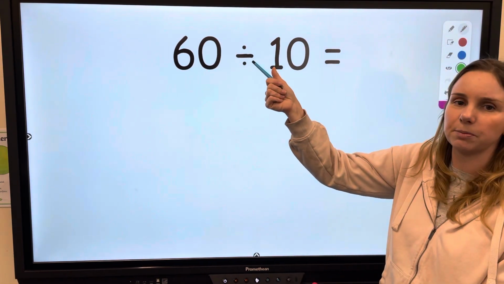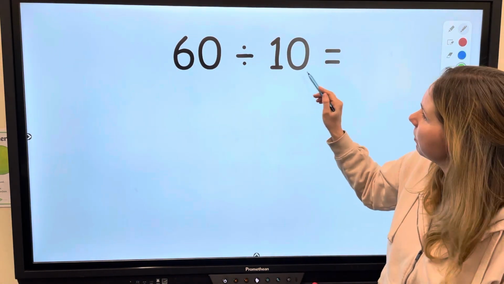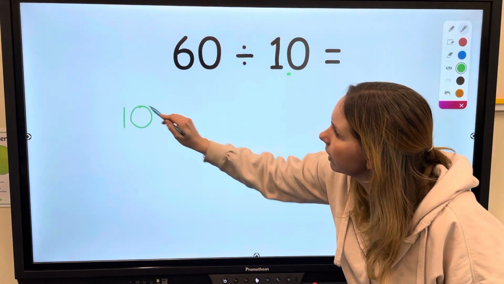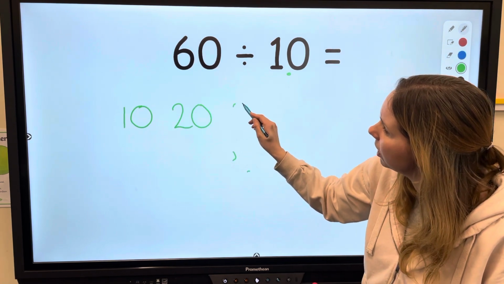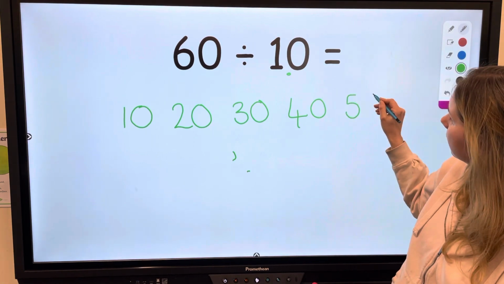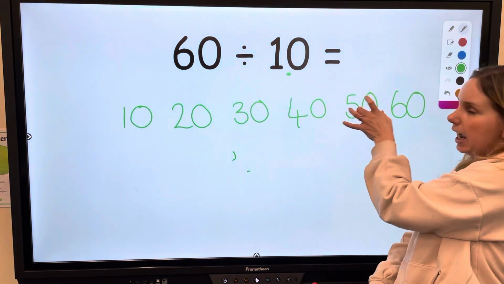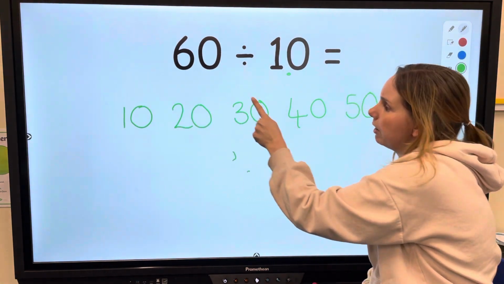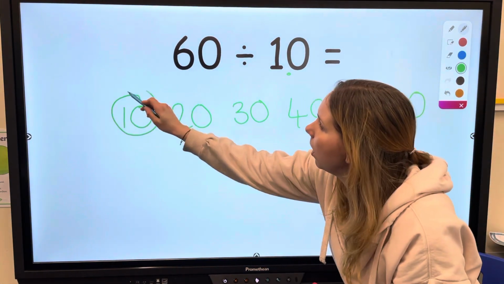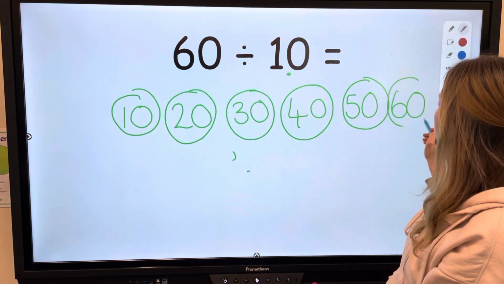60 divided by or shared into 10 equals. So what number do we know we can count in? We can count in our 10s, and we're going to stop at 60. 10, 20, 30, 40, 50, 60. You'll see that this time, instead of just writing 10 every time, I still counted in multiples of 10, but I wrote what the number was, so I just remembered when to stop. And I counted in 10s, 1, 2, 3, 4, 5, 6.